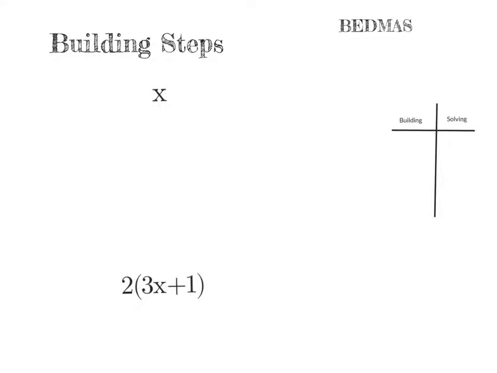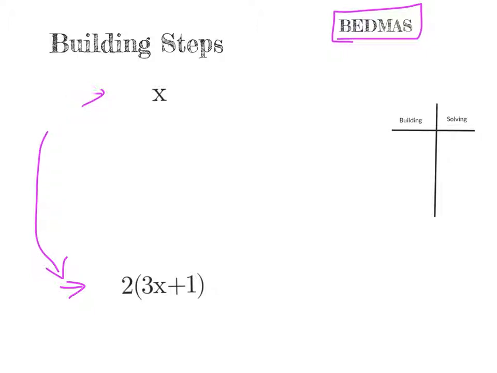Okay, so the building steps of an equation is what happened to x. If you have an expression like this one down the bottom, what we are trying to think of is, how did plain old x turn into 2 bracket 3x plus 1? And the key is BEDMAS. BEDMAS tells us the order. So we know we've got a times 3, we've got a plus 1, and we've got a times 2. But what happened first? If we can work out our building steps, we'll know how to do the opposite to solve it.